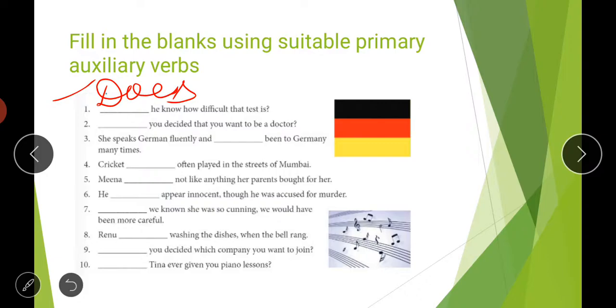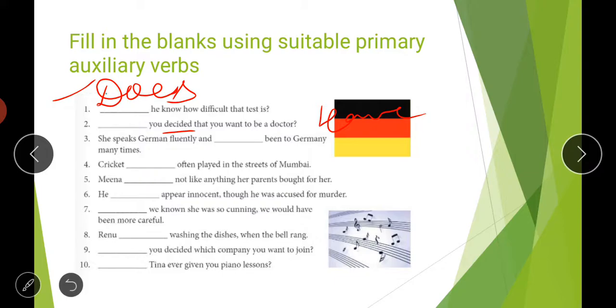Because third form is already given. So have you decided that you want to be a doctor? So have is the right answer for the second fill up. Have. Then third is, she speaks German fluently and dash been to Germany many times.